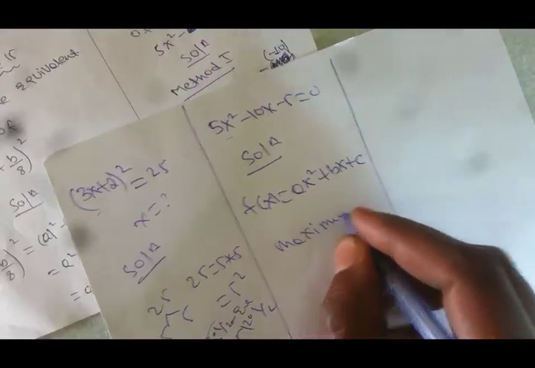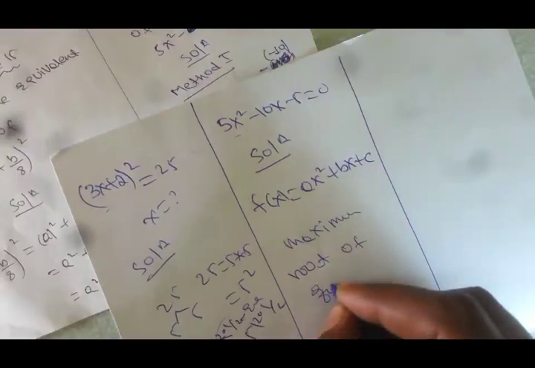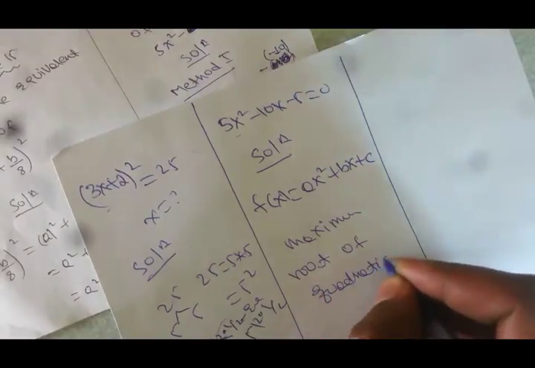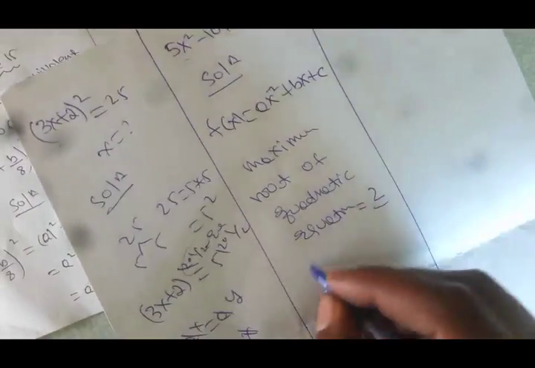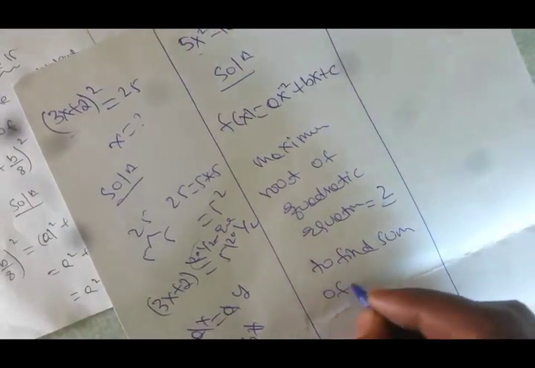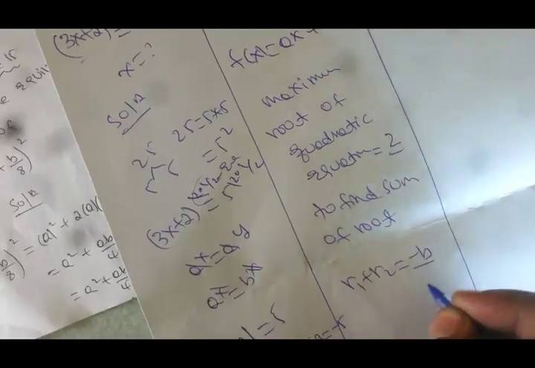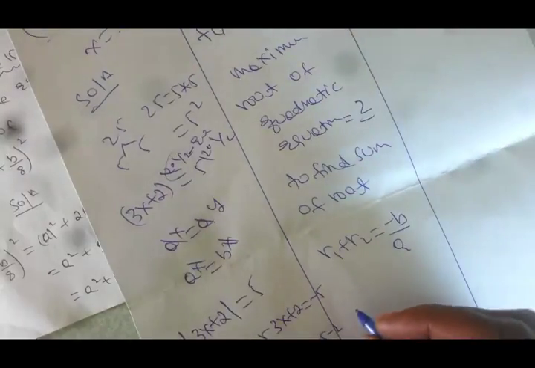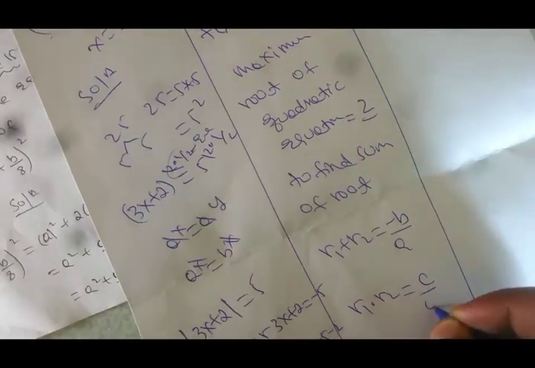and the maximum degree of a root of a quadratic equation is the highest degree, 2. To find the sum of the roots, r1 plus r2, we use minus b over a, and to find their product, r1 times r2, we use c over a.